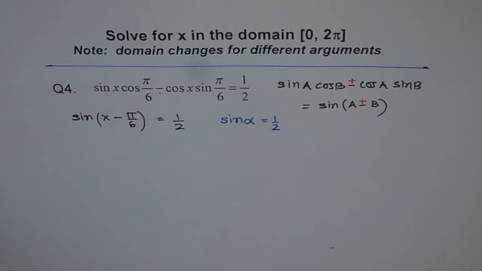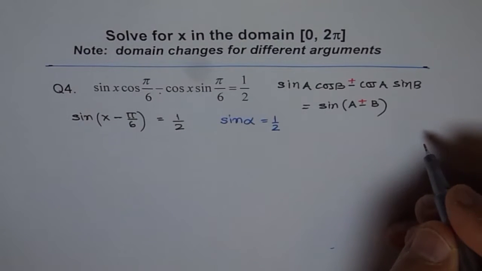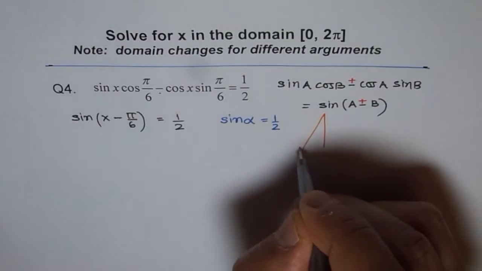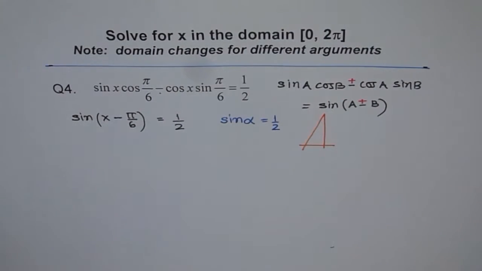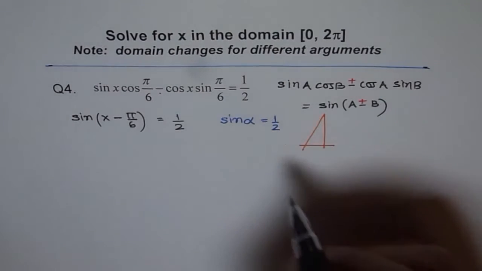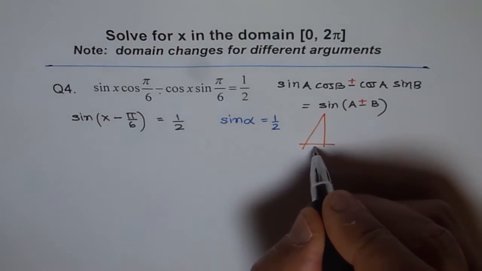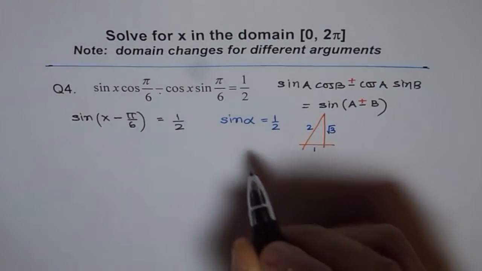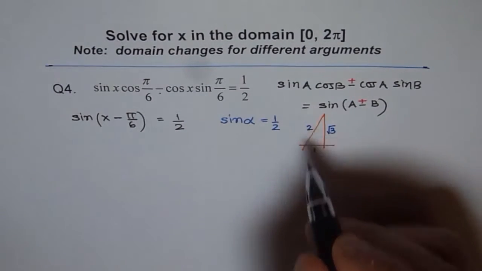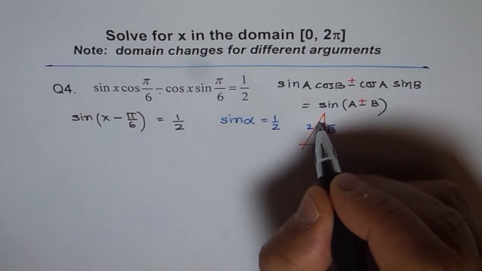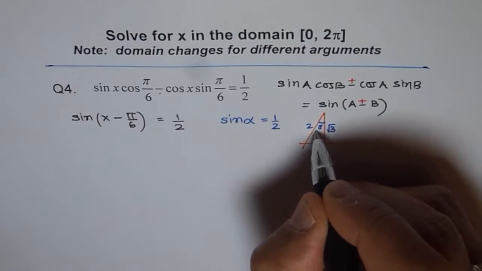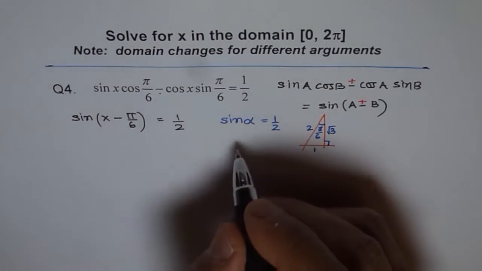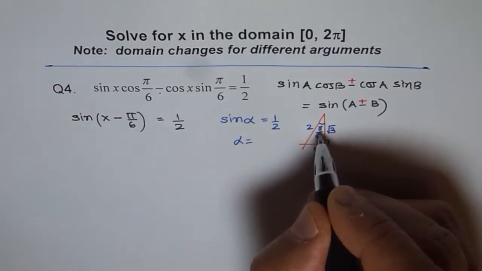And this you can find from your standard triangles, correct? So your standard triangle is 30, 60, 90, right? So 30, 60, 90 is a good triangle which will give us the solution, where the sides are 1, 2 and square root 3. Sine means opposite over hypotenuse. So we are looking at this angle. And this is 30 degrees or pi by 6, correct? So we know that alpha is equal to pi by 6.